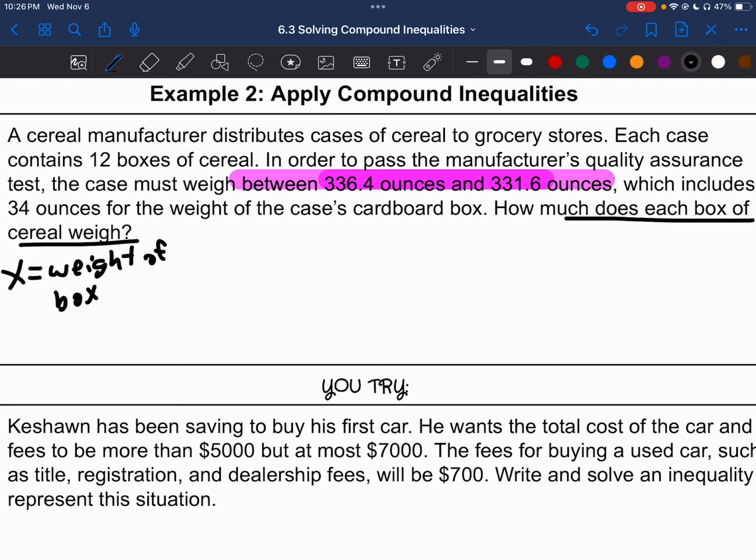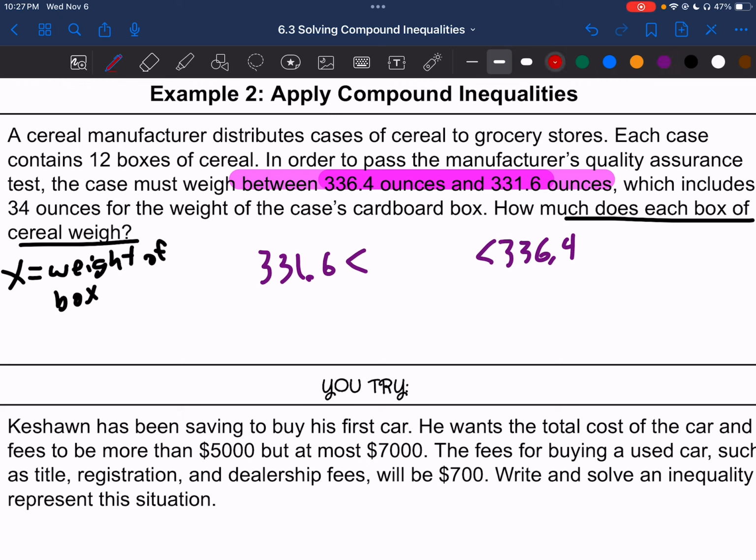Okay. And so we're going to have 331.6. We always put the smaller value on the left and we put the larger value on the right. Why? Because that's the way the number lines are set up. Okay, and so we're always going to be less than and less than, or less than or equal to, less than or equal to. So this says that the case must weigh between 336.4 ounces and 331.6 ounces. Doesn't necessarily say that it can be equal to those values. So it's going to be just less than.